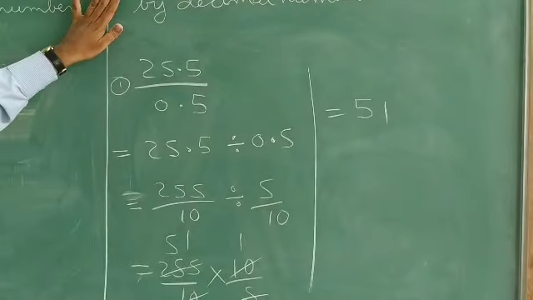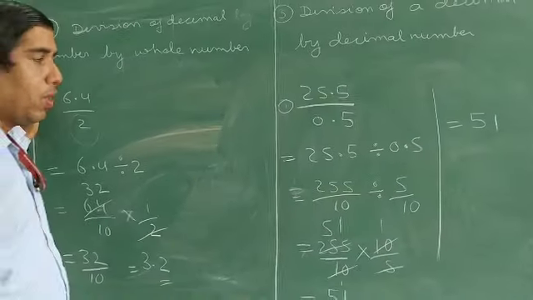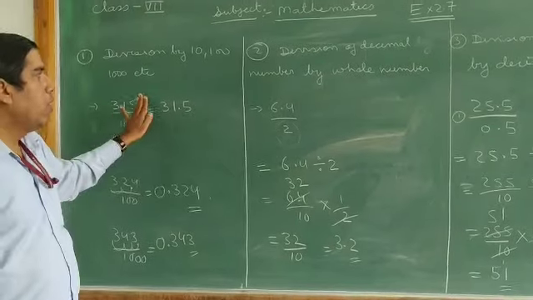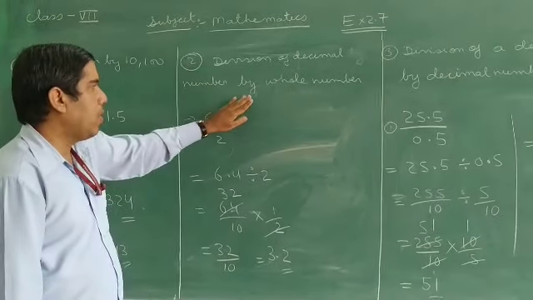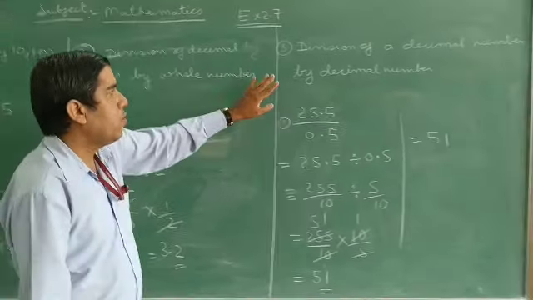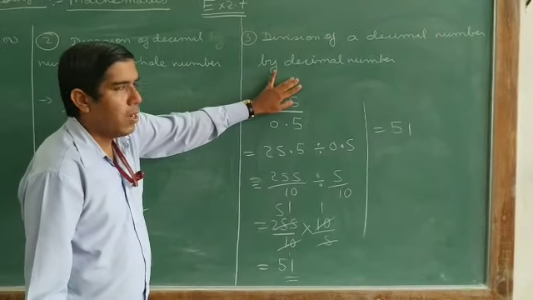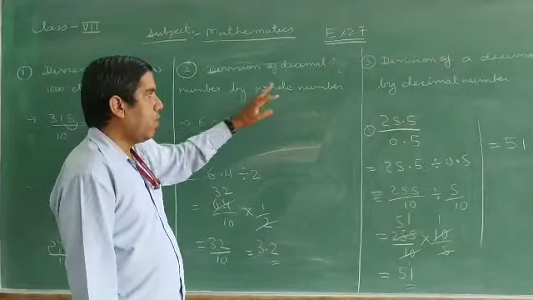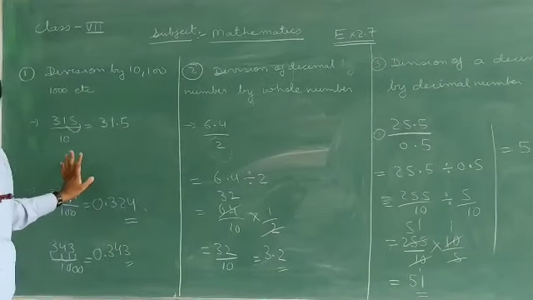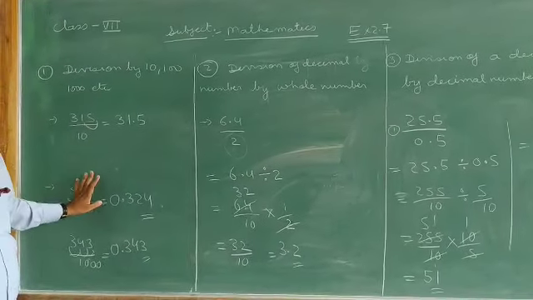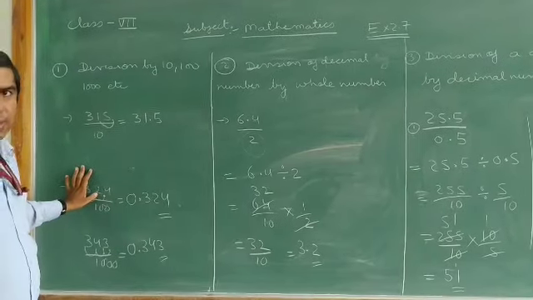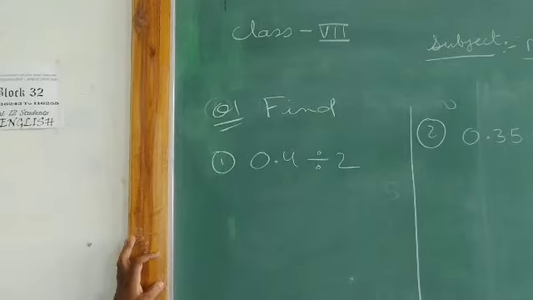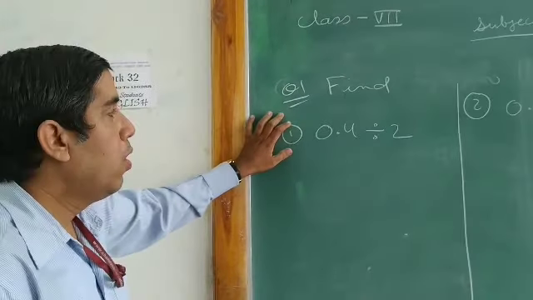Now I think it is clear to you. There are three types of sums in this exercise. One is division by 10, 100 or 1000. One is division of a decimal number by a whole number. And one is division of a decimal number by a decimal number. I think it is clear to you. Now we will see exercise 2.7, which is based upon these three points. We will now see the application of this in question number 1.